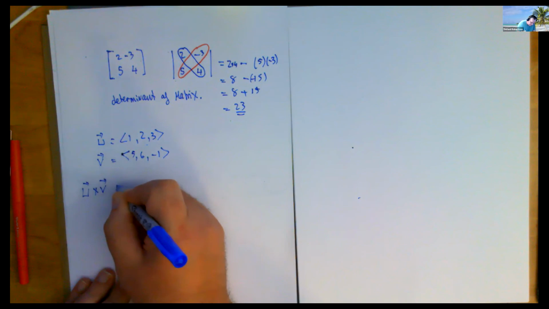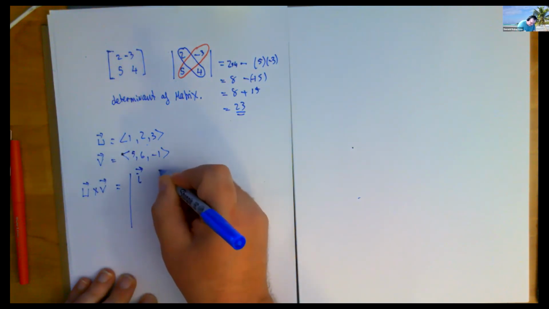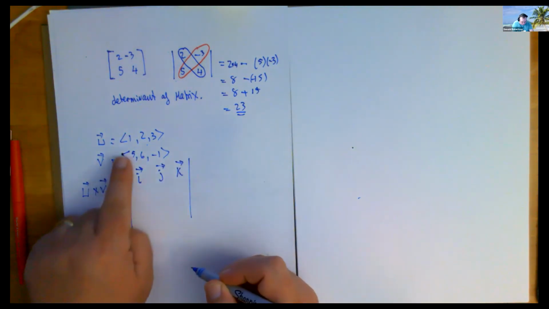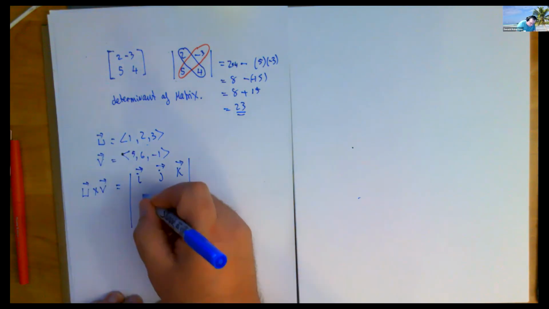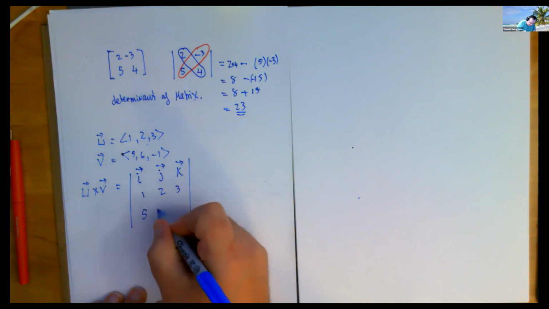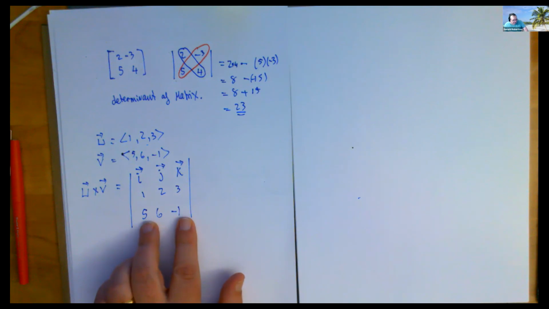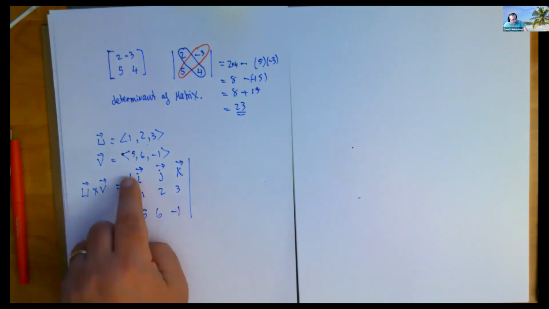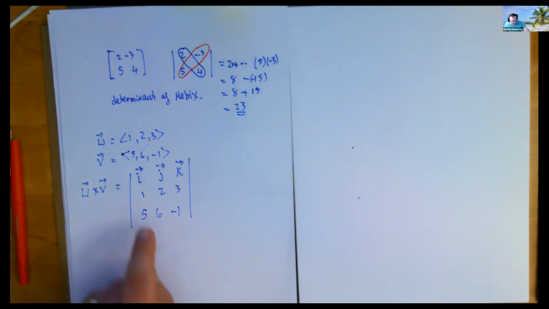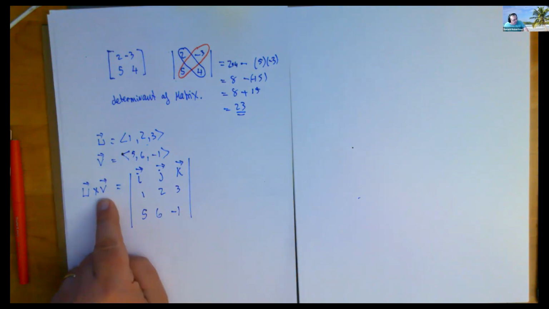To get the cross product, you set up a 3x3 matrix. The vector U is first, so that goes 1, 2, 3. And the vector V is second, that goes 5, 6, -1. So this is a 3x3 matrix. The first row has the vectors i, j, k, the unit vectors for x, y, and z. The second row has the components of vector U, and the third row has the components of vector V.